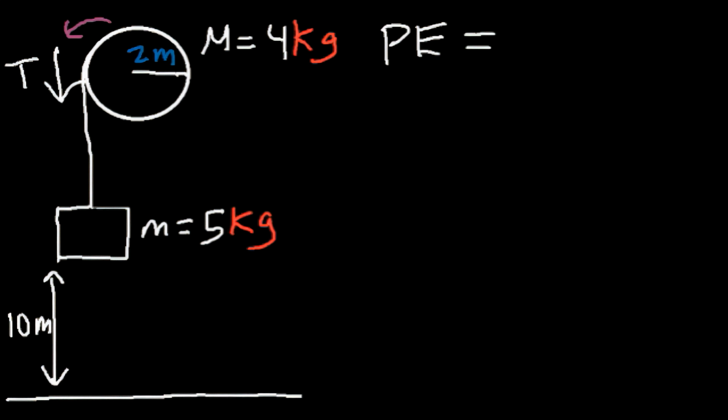Now, as the block begins to accelerate towards the ground, some of the potential energy is going to be converted to kinetic energy, because the block will begin to move in a downward direction. So the block will have kinetic energy just before it hits the ground, after it falls a distance of 10 meters. As it falls, the pulley will begin to spin, and as it rotates, it's going to have rotational kinetic energy.